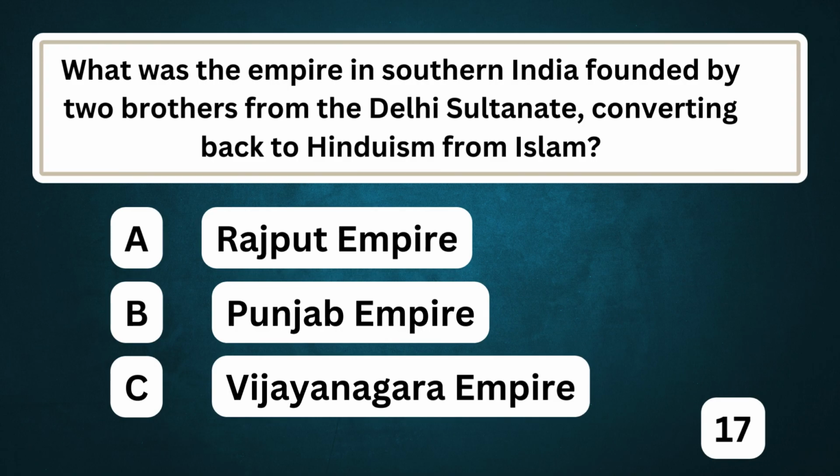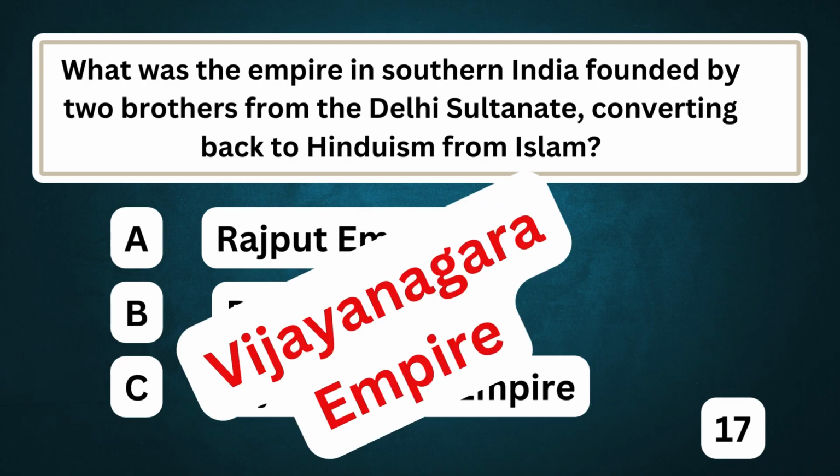What was the empire in southern India founded by two brothers from the Delhi Sultanate, converting back to Hinduism from Islam? The Vijayanagara Empire in southern India was founded by two brothers who converted back to Hinduism.